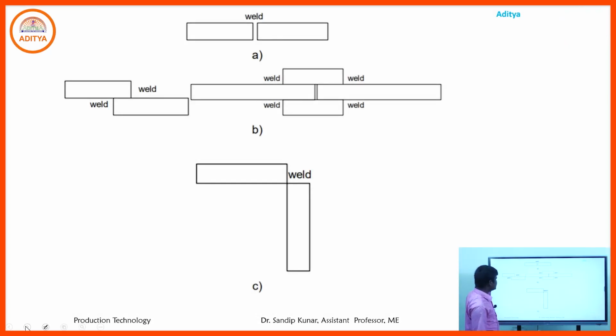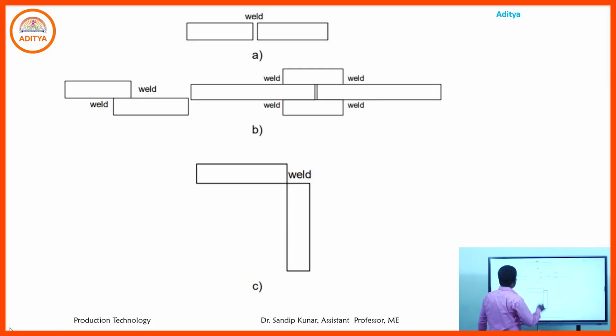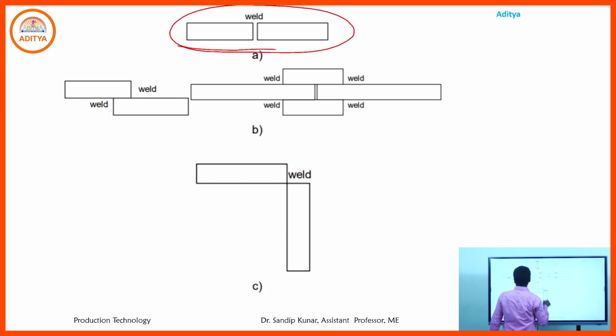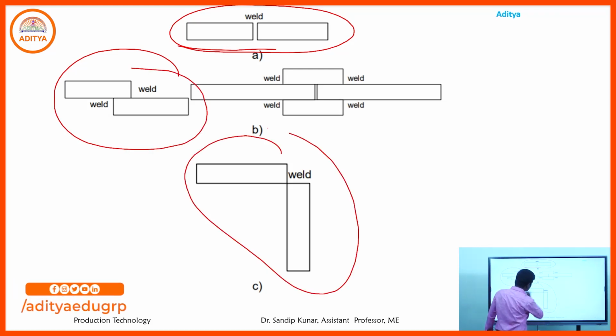Now we are seeing the first one, A, that is the bar joint. Then B, that is the lap joint. That joint shows the T corner joint, and that joint shows the corner joint.